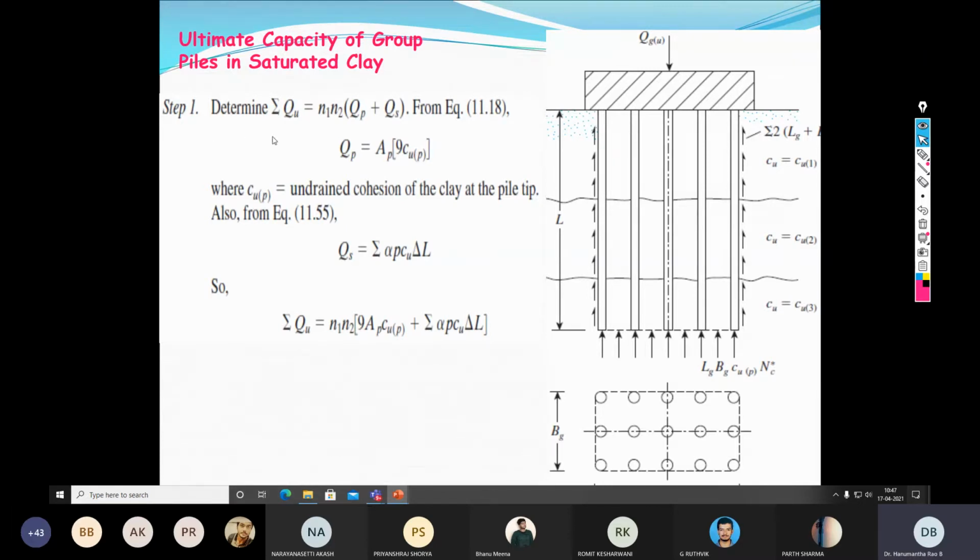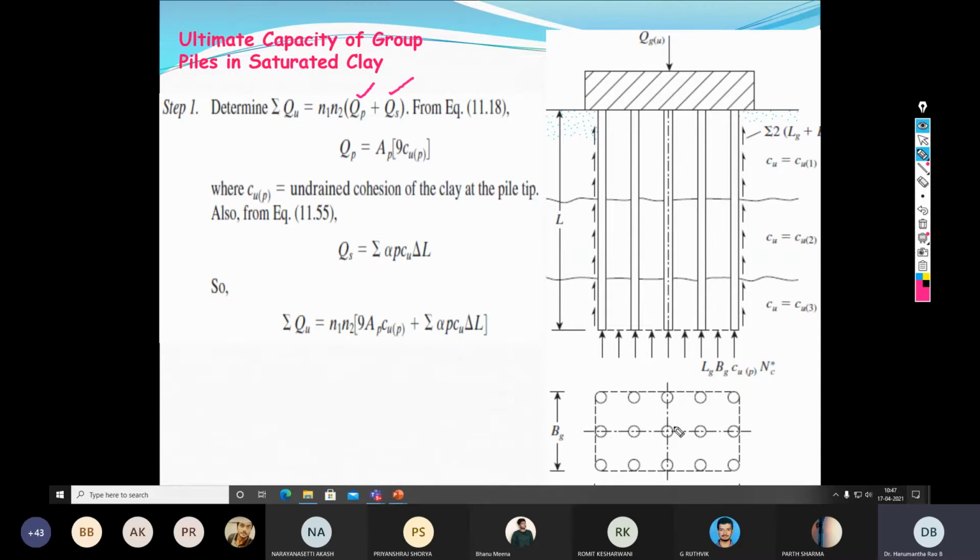Step 1, determine the pile capacity of the individual pile. When you talk about the individual pile, it is nothing but the point bearing capacity plus skin friction, multiplied by N1 and N2, the number of piles in the length direction and the number of piles in the width direction. For example, if we take this diagram, this is not a square pattern, rather this is a rectangular pattern.